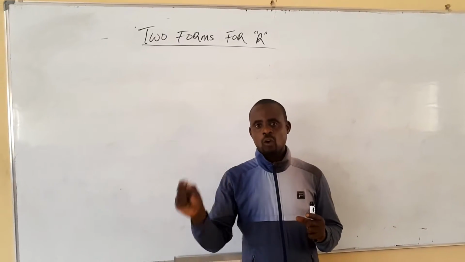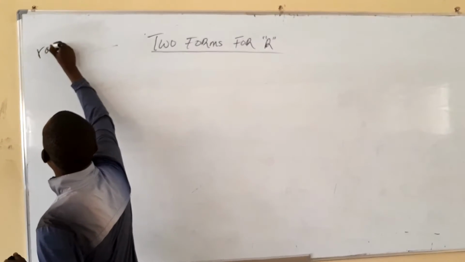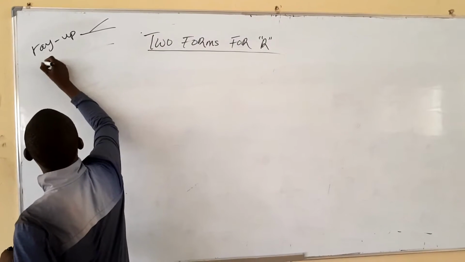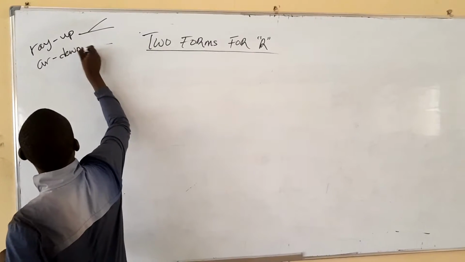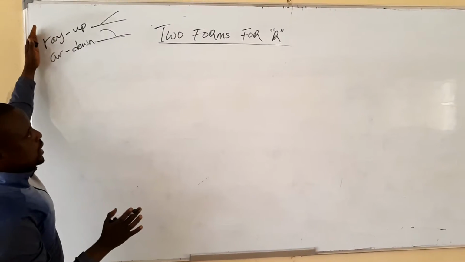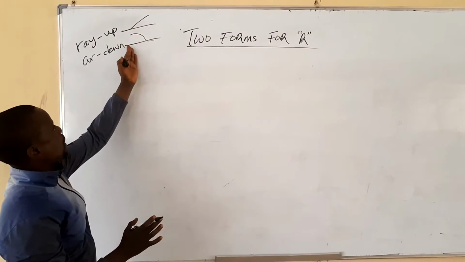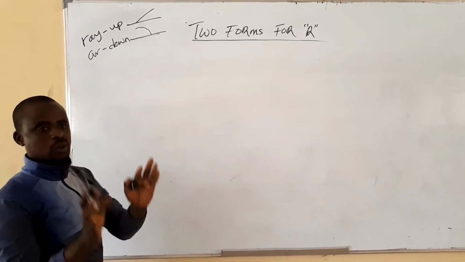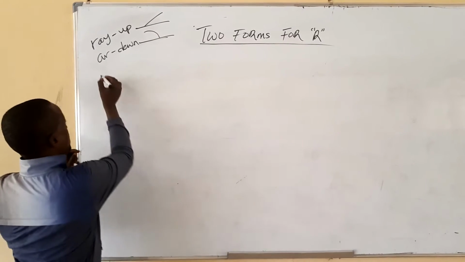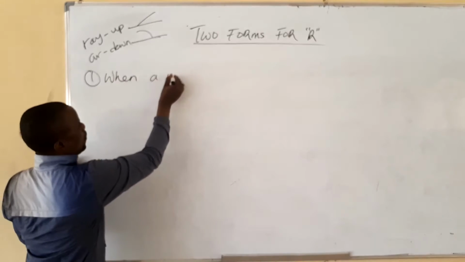We have ray up and R down. Let us see it. We have ray up, which is like this, and we have R down, which is like this. These are the two forms of R that we have in shorthand, and it has principles for where you are going to use ray up and where you are going to use R down. This principle will tell us where to use ray up or R down.